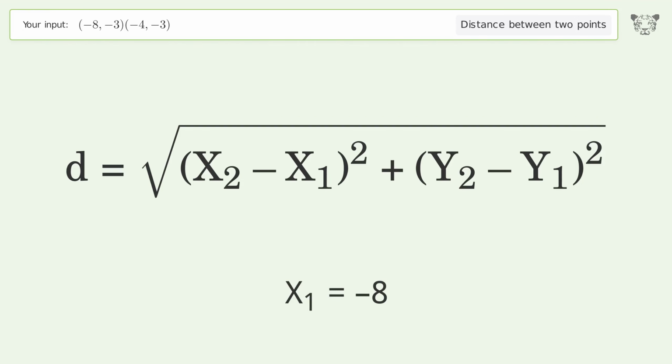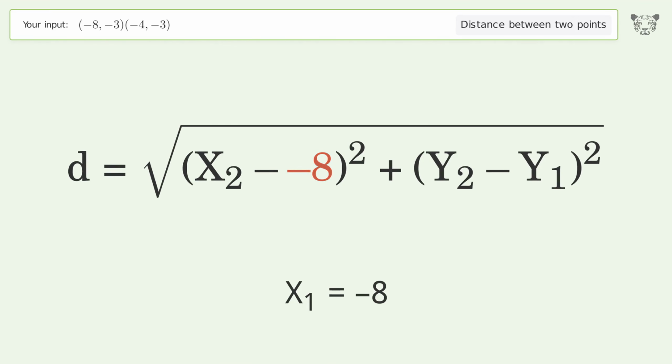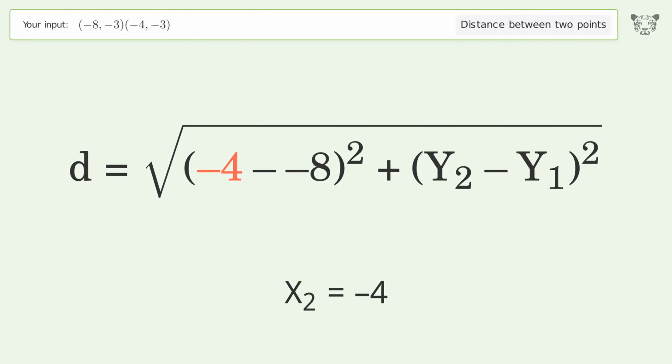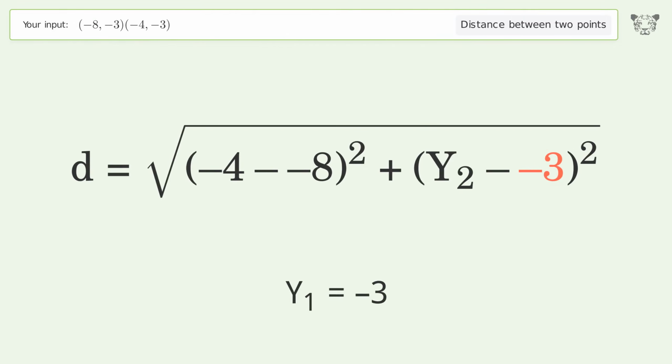x1 equals -8. x2 equals -4. y1 equals -3. y2 equals -3.